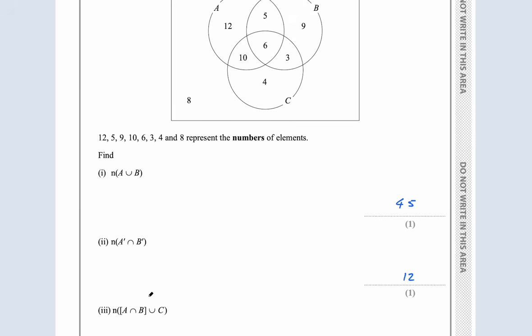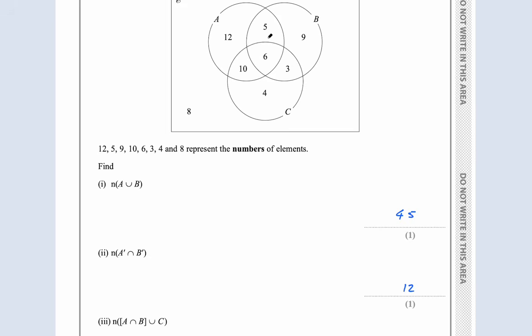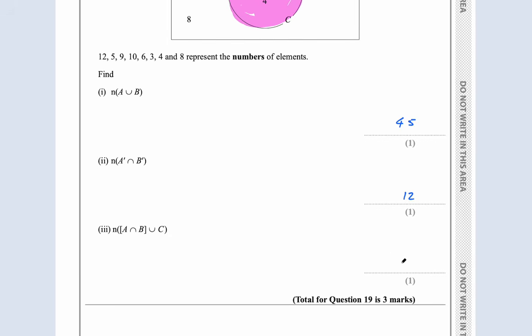Okay, finally, this one looks tricky. The number of elements that are in A intersection B union C. So everything that's A intersection B, let's just shade that in right now. This is A intersection B, and it's the union together with C. So it's also anything that's in C. So all of this. So we're just going to add up these numbers, which are 11, 21, 24, 28. So this has to be 28.